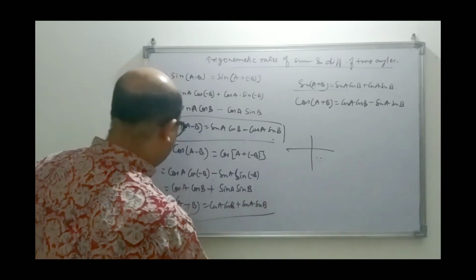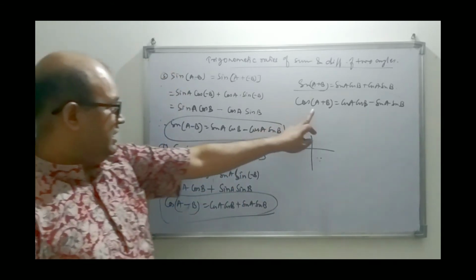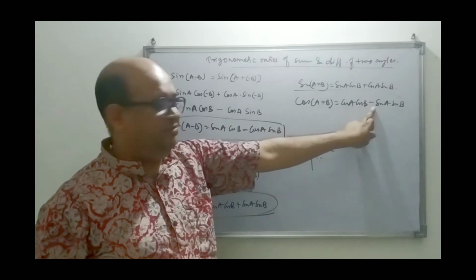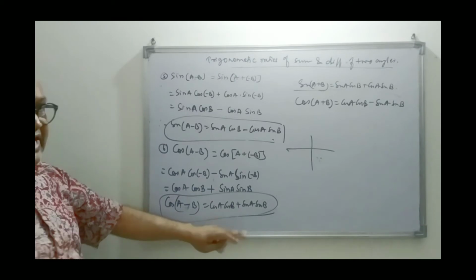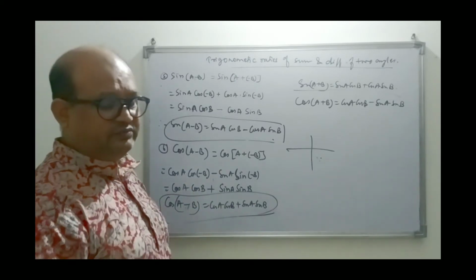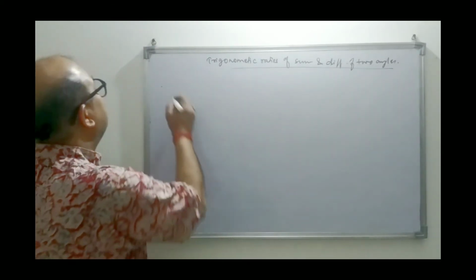Now what do you get here? We are saying that if it is plus, in between it is minus. If it is minus, then it becomes plus. Signs are being changed. Now let us go to tan A minus B.